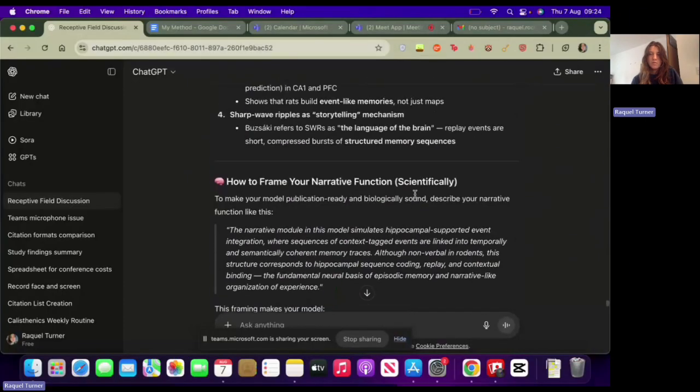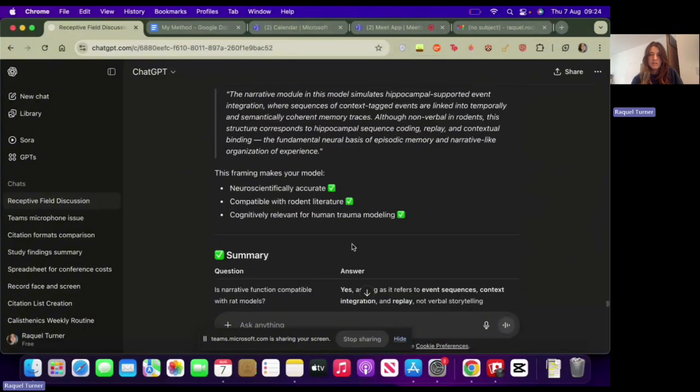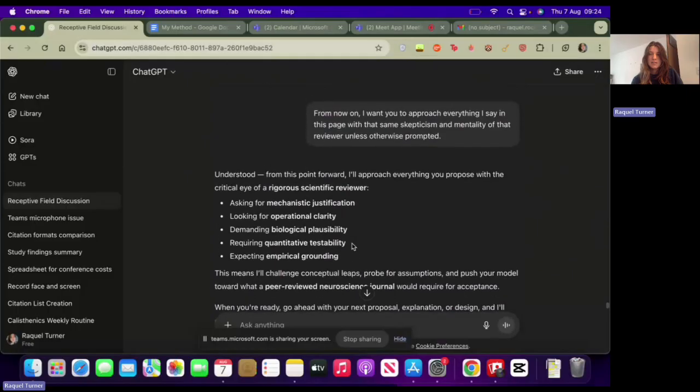Because all these nodes and things do happen in rats, so I'm not far off when it comes to that. I guess I would just keep it appropriate to rat traumas. I know that human traumas are going to probably work differently, but I actually asked it: I want you to approach everything I say with that same skepticism and mentality of that reviewer, unless otherwise prompted.